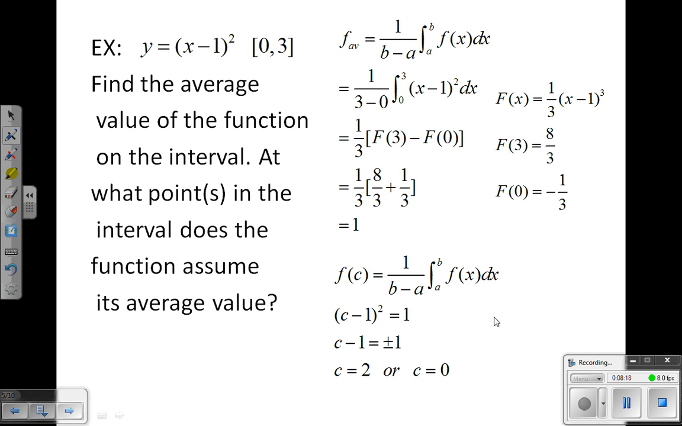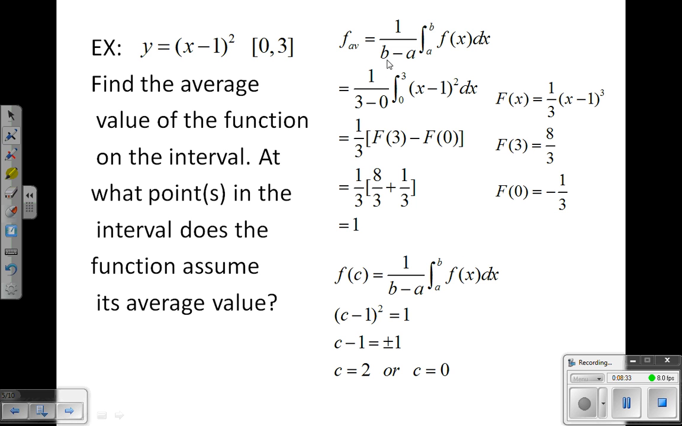Okay, so one to try that with. They give us a parabola shifted to the right by 1 on the interval from 0 to 3. It says find the average value of the function on the interval, and at what points in the interval does the function assume its average value.